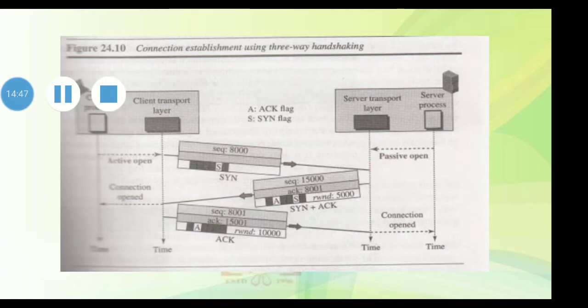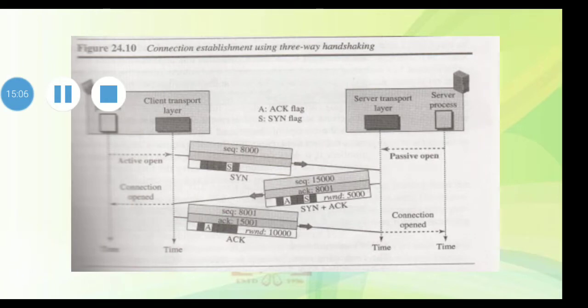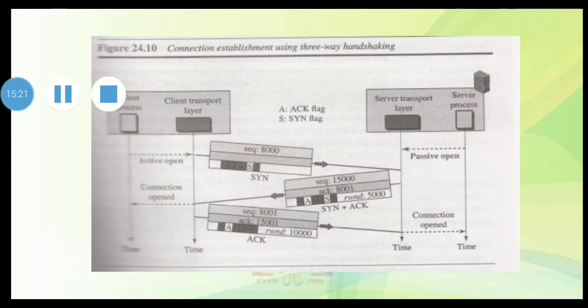The client program will then issue a request for an active open. This active open request is issued by the client program. A client that wishes to connect to an open server tells its TCP to connect to a particular server. TCP can now start the three-way handshaking process.